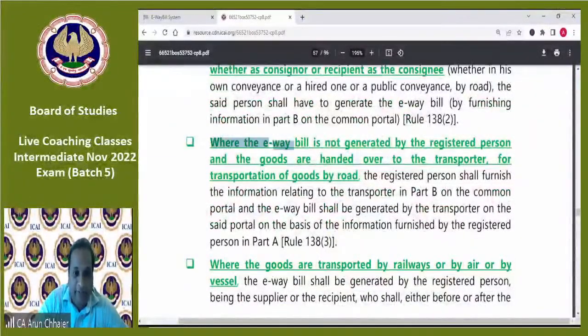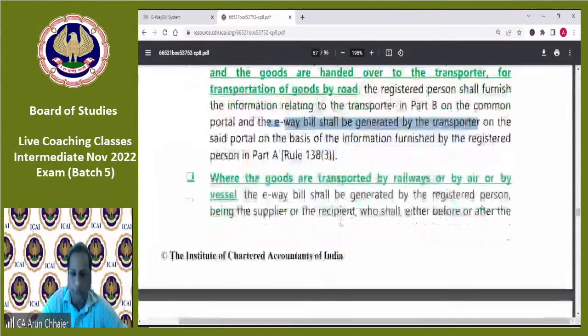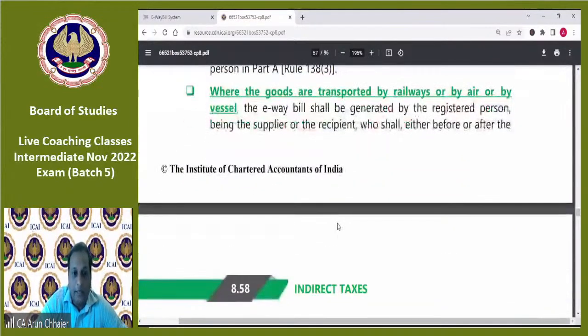Second point. Where the e-way bill is not generated by the registered person and goods are handed over to the transporter for transportation of goods, then it is the responsibility of the transporter to add the detail. The registered person shall furnish the information relating to the transporter in Part B on the common portal, and the e-way bill shall be generated by the transporter on the said portal on the basis of the information furnished by the registered person.